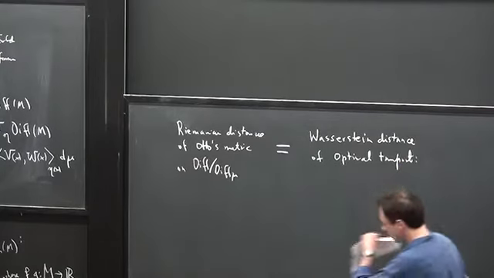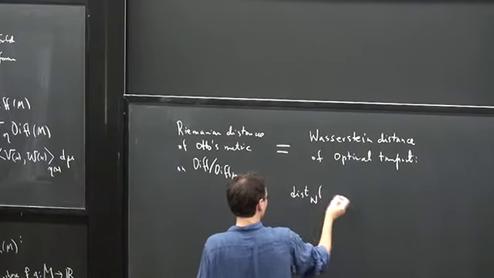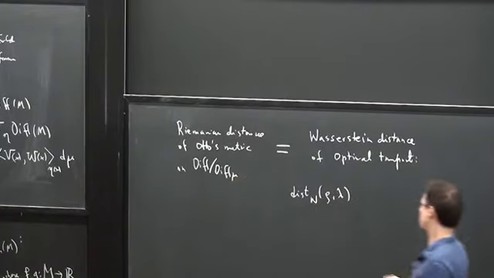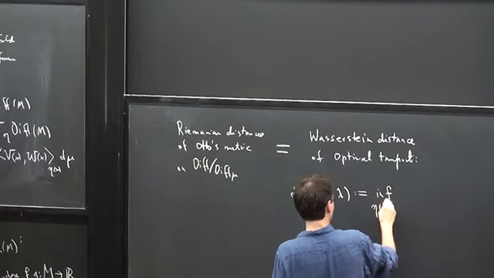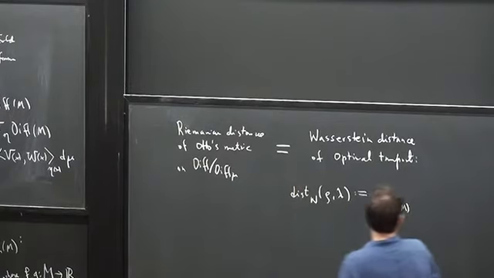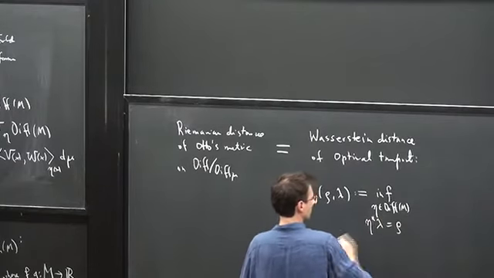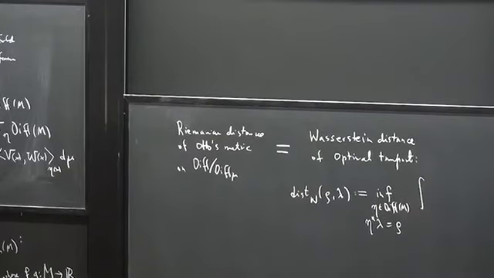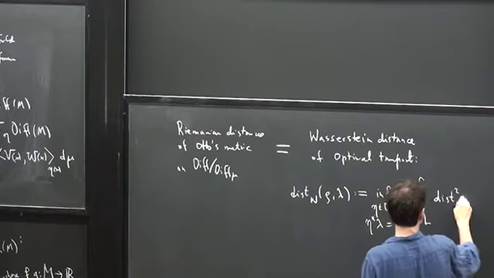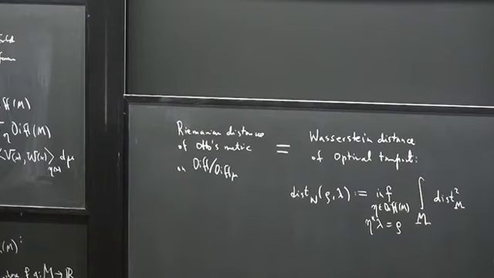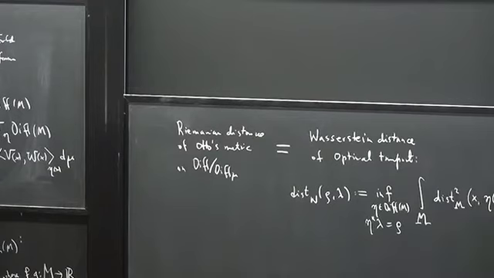So let me write this here. The distance W between two densities, rho and lambda, is obtained by taking the infimum over all etas, diffeomorphisms of M, which take lambda to rho, they pull back one density to the other, of the integral over M of the square of the Riemannian distance on M between the point x and eta of x, integrated with respect to mu.